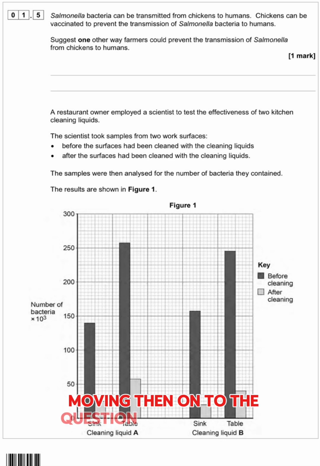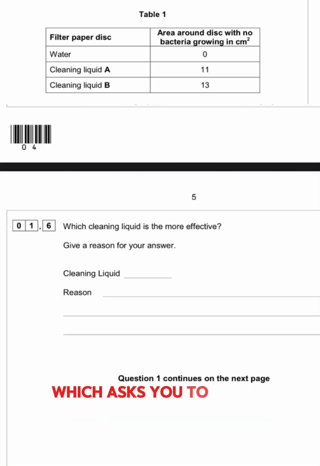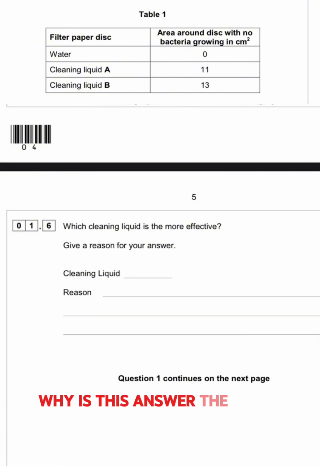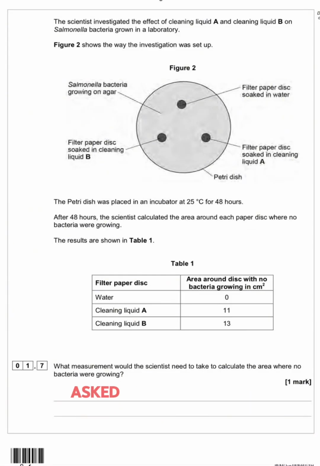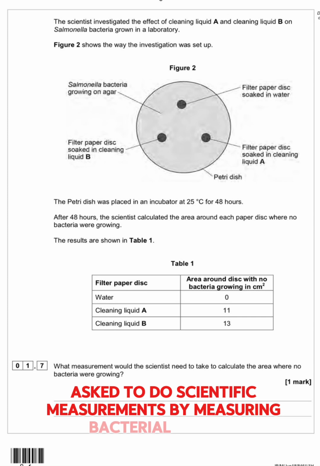Moving then on to question part 1.6, which asks you which cleaning liquid is more effective. Give a reason. The correct answer to this question is cleaning liquid B. The reason must link to data. It produced a larger area where no bacteria were growing, 13 cm², compared to cleaning liquid A, 11 cm². Next part of the same question, which is 1.7, asks about scientific measurements by measuring bacterial growth.